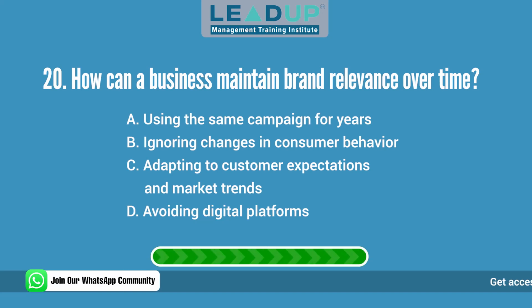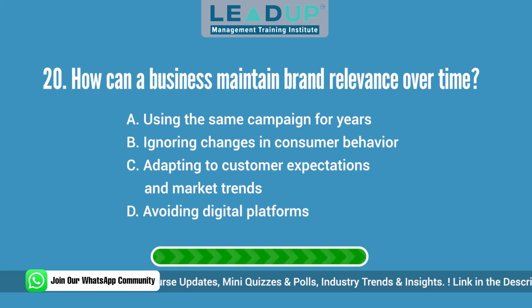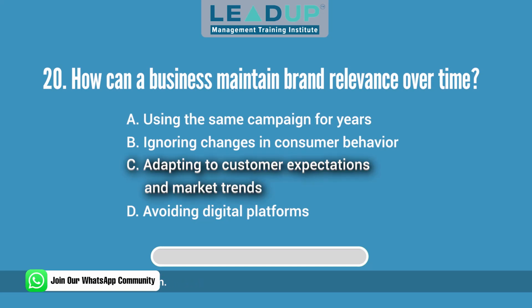Question 20. How can a business maintain brand relevance over time? A. Using the same campaign for years. B. Ignoring changes in consumer behavior. C. Adapting to customer expectations and market trends. And D. Avoiding digital platforms. The answer is adapting to customer expectations and market trends.